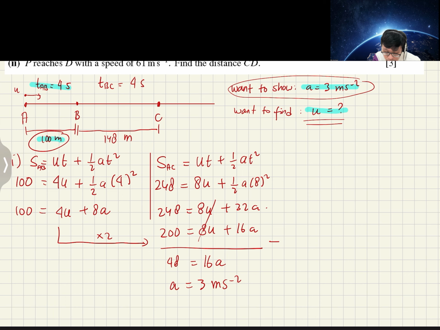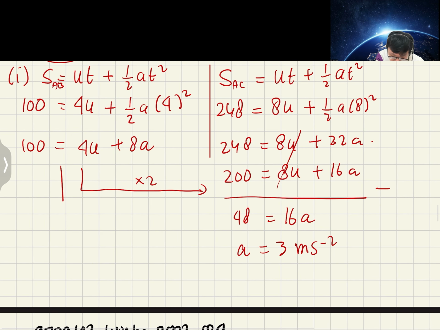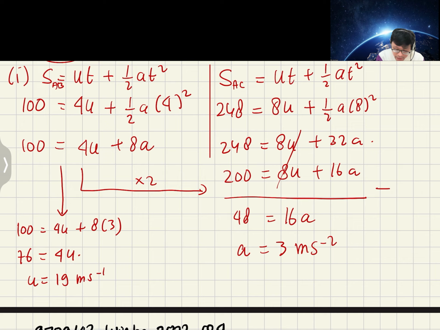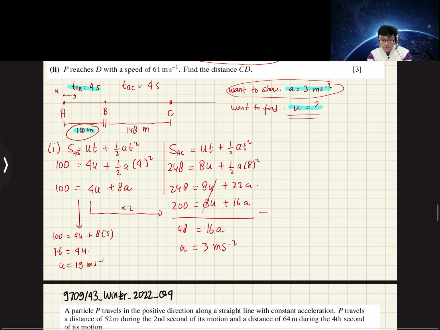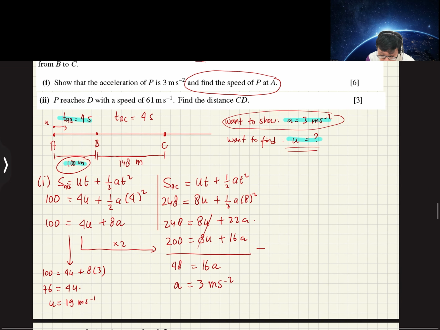And to find U, well, you already have the equation. So just plug in: 100 equals 4U plus 8 times 3. So it will be 24. So 100 minus 24, so it's 76 equals 4U. So U is 19 meters per second. So that's how you solve the first question.